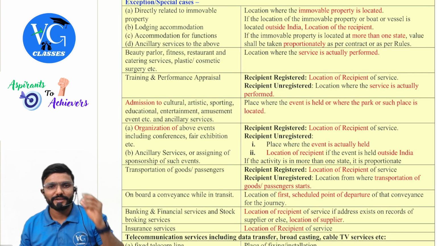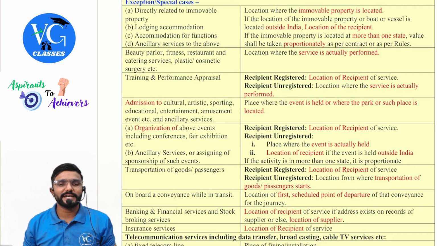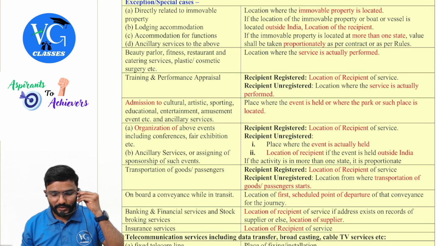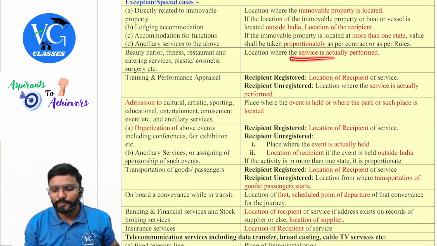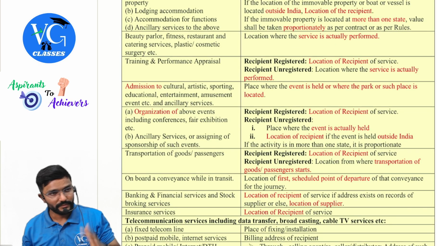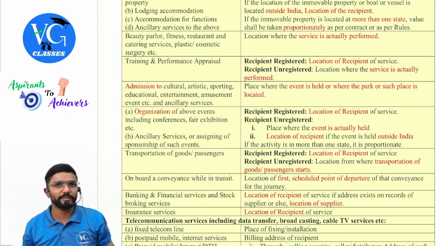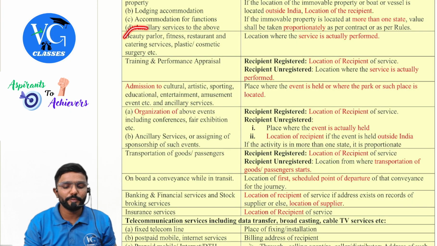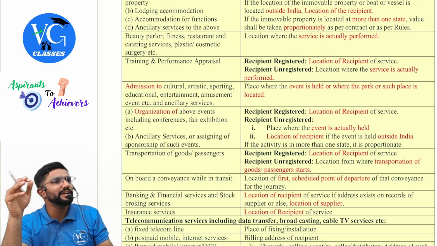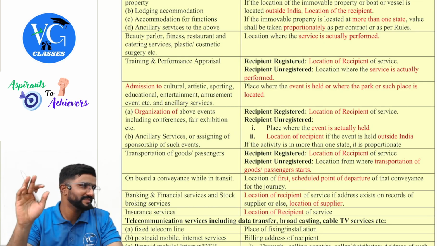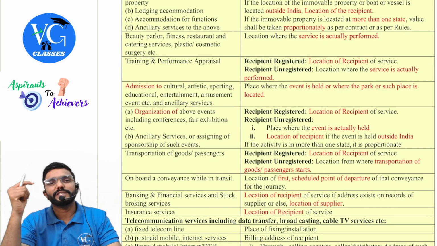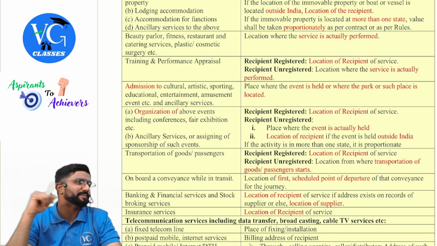Next, beauty parlor, fitness, restaurant and catering services, plastic surgery, cosmetic surgery: the place of supply is the location where the service is actually performed. Services can be performed in both places. Normally, sir, I go to a beauty parlor or gym and work out there. The service is performed there. They are charging the amount. So what is the place of supply? Wherever the beauty parlor or gym is.